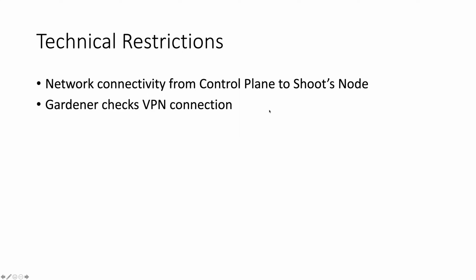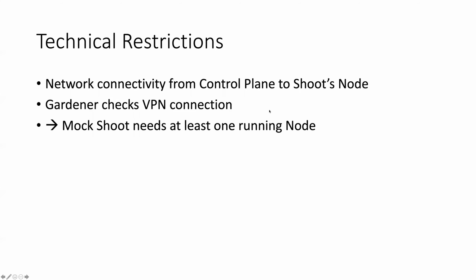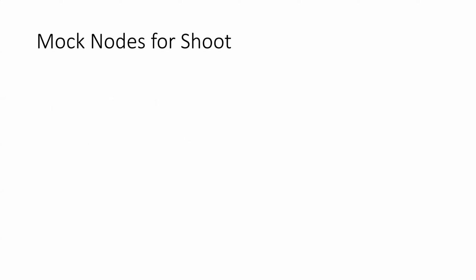And if we don't want to change this check, which is basically crucial for the Gardener, such a mock shoot would need at least one running node to host the VPN shoot pod. So there will be VPN connectivity. So what I did now in my POC is I looked into how I could create such a mock node for the shoot.